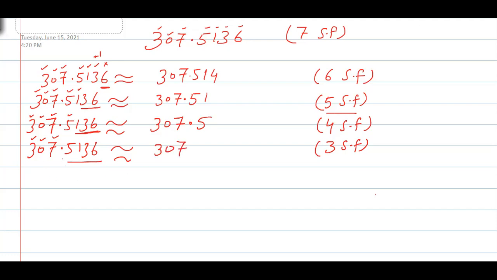So you can see the magnitude is very near to this one, 307 point something and 307. So that's why we round down. But when your decimal part has been completely removed, you should take care about the magnitude as well now. Now I'm going to round to two significant figures.